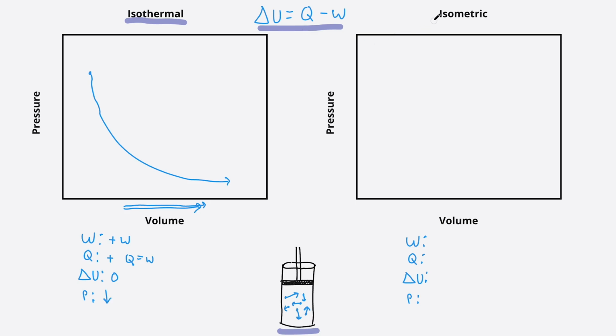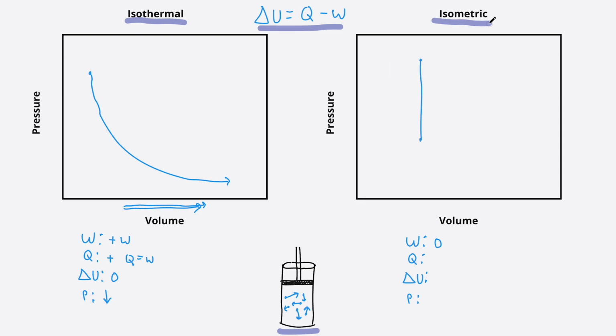Next, we have an isometric process. So based on the name, we know that the volume is not changing. The volume corresponded to the work. So since volume is not changing, the work will be 0. So we're going to have a value of 0 for work. And that means that on our x-axis, we're not moving left or right. So your line is just going to be vertical.